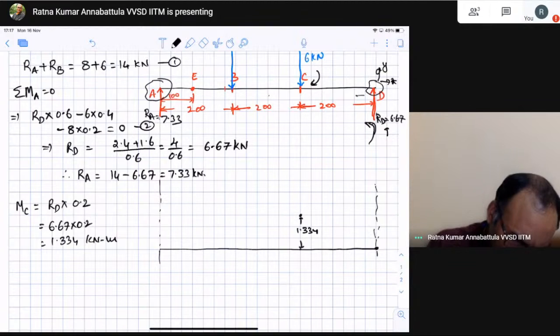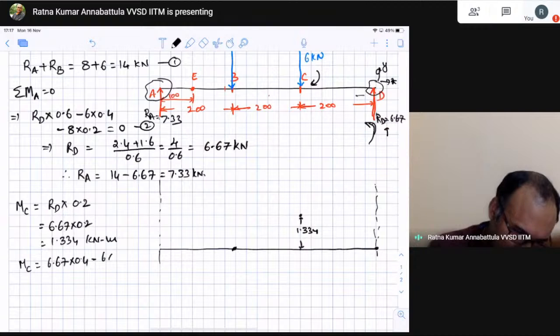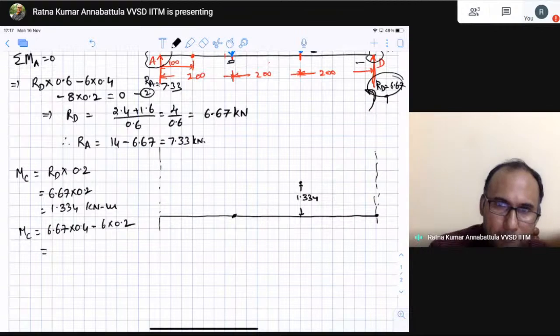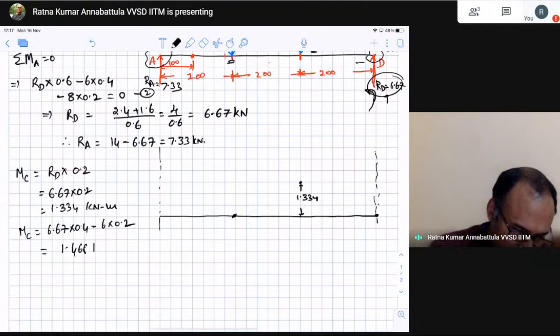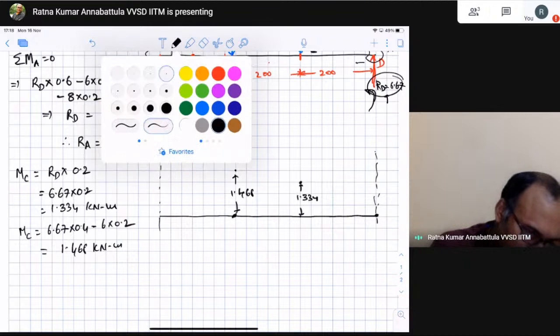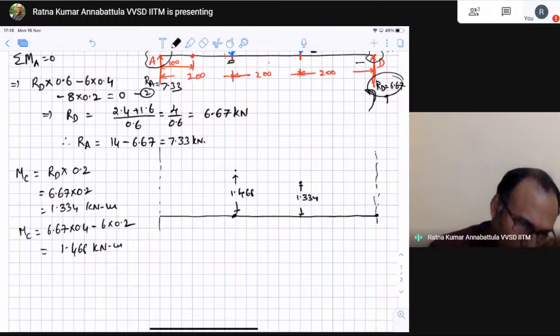And similarly, at B, what would that be? MC will be equal to RD, that is 6.67 into 0.4 minus 6 into 0.2, because at C you have moment due to this load as well as this load. Correct? So that would be equal to 1.468 kilonewton meter. That is the height. Okay, and then MA will be 0 anyway.